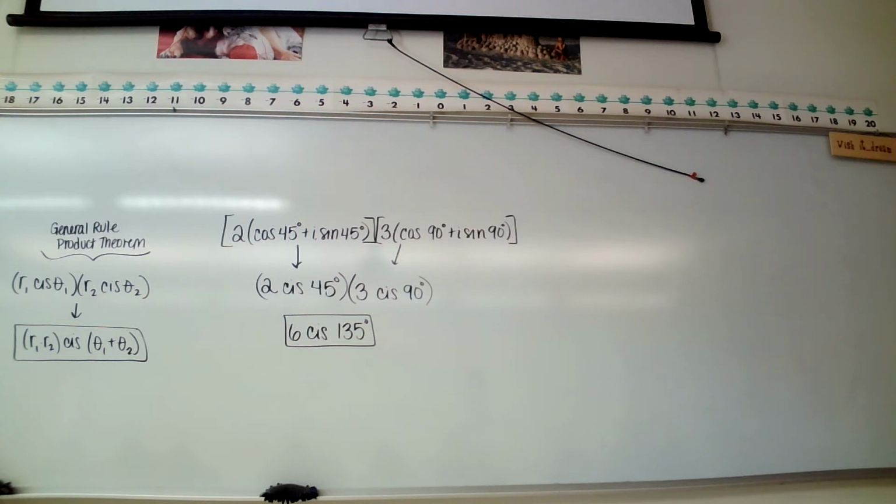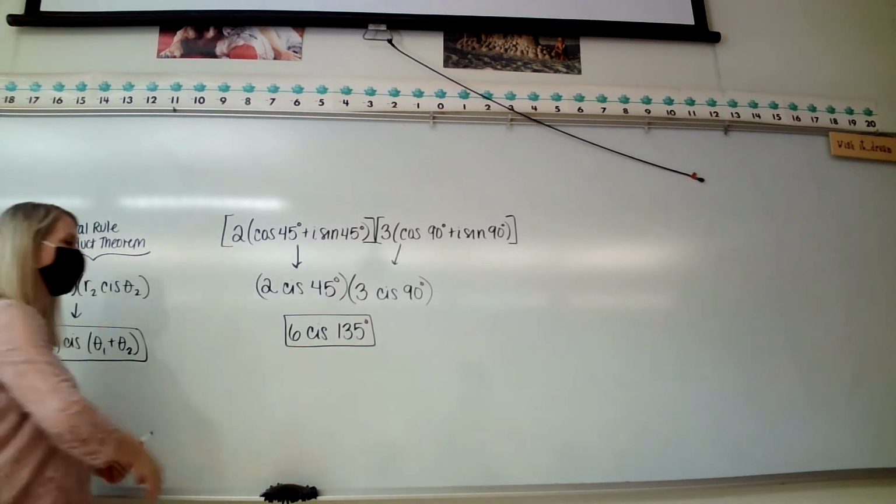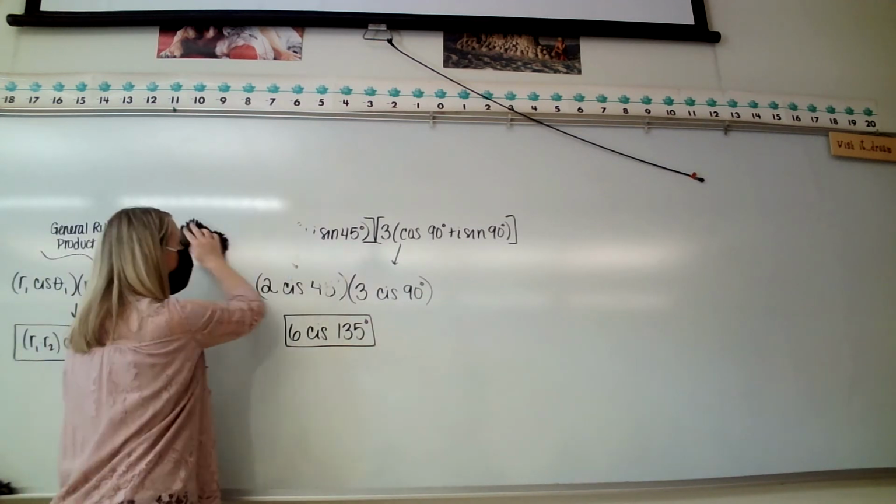Okie dokie. So let's just look at, I think we have 3 examples. I'm going to do 2 with you, and you're going to try one. That's it. And the examples are just kind of using this rule. How do we combine these when we're multiplying?